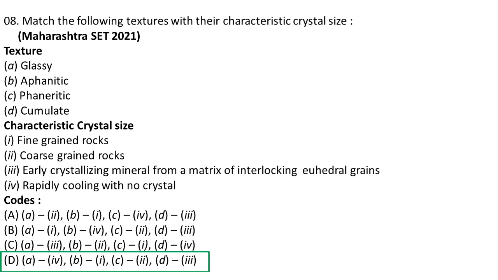Here the glassy texture is observed in rapidly cooling with no crystals. The aphanitic texture is observed in fine grained rocks, and the phaneritic texture is observed in coarse grained rocks. And the cumulate texture is observed in early crystallizing minerals from a matrix of interlocking euhedral grains. So that's why D is the correct option.